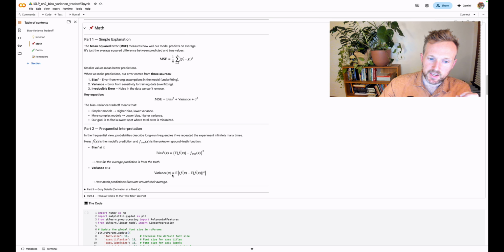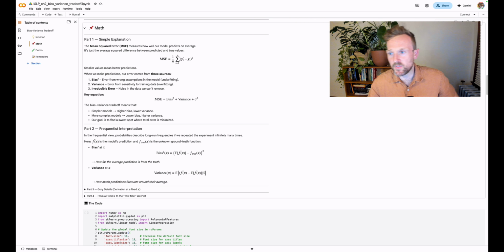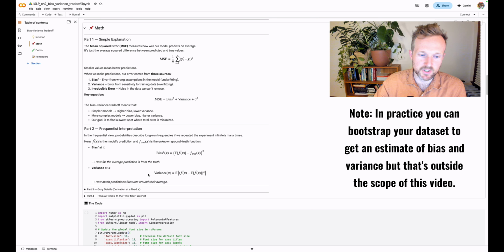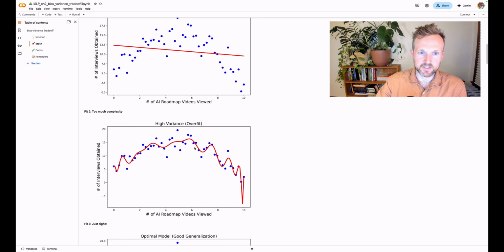The variance at x is how much predictions fluctuate around their average. So this means, like, if I was to resample my data from the ground truth function, right, if I somehow had a random number generator that I could change the seed of in the universe, I would get large fluctuations, right? And so what that means is, if I was to resample this data, instead of getting a curve here, I might get a curve way down here, right? It's going to look totally different.